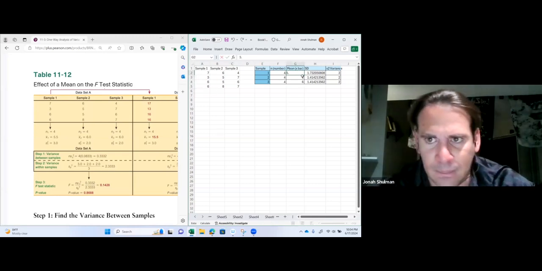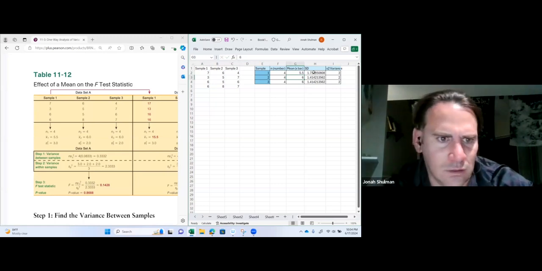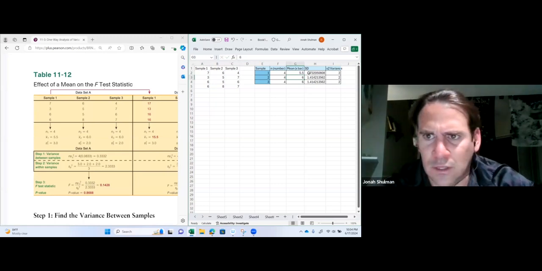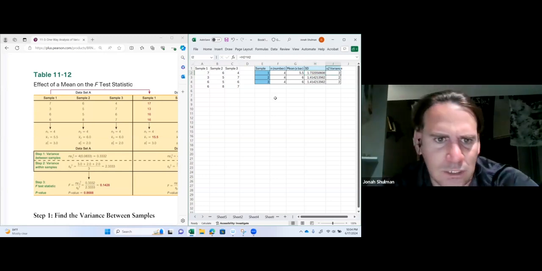5.5. Ta-da! And then our standard deviation changed, and our variance is 3. Perfect. We have everything we need.